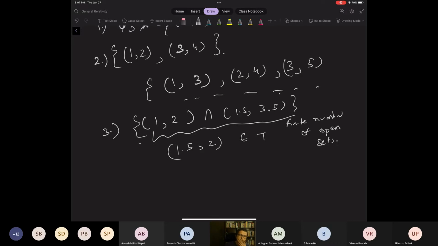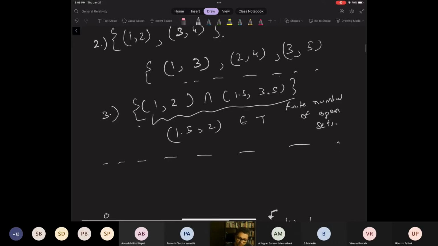Now what would happen? Even though this is not part of our definition of a topological space, you could ask what would happen if I allowed myself to take an infinite number of open sets and then take their intersection. If I took an infinite number of open sets and took their intersection, would that belong to T?